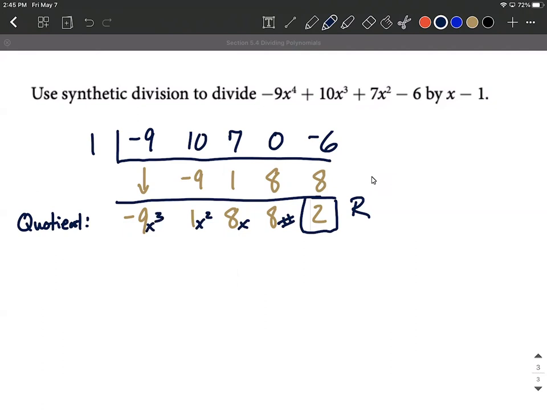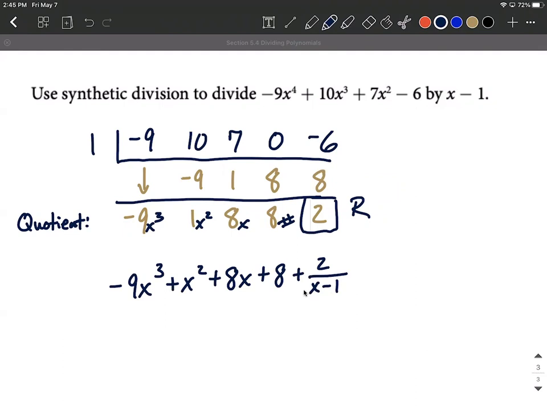So to write this out nicely, what we're going to do is say our solution is negative 9x to the third power plus 1x squared plus 8x plus 8. And then usually what we do is we add our remainder over the divisor. So at the end here, I'm going to put plus 2, our remainder, over x minus 1, what we were dividing by. So that's a pretty good solution going on here.